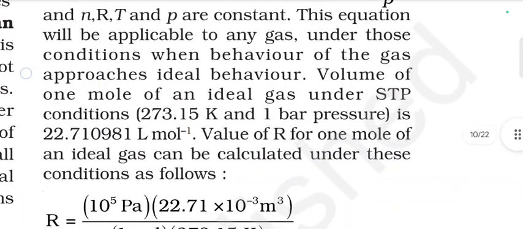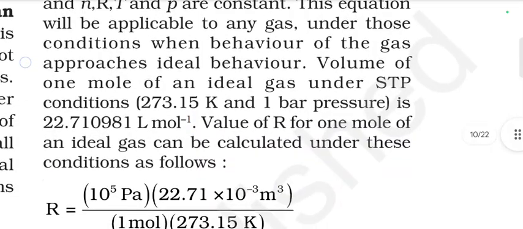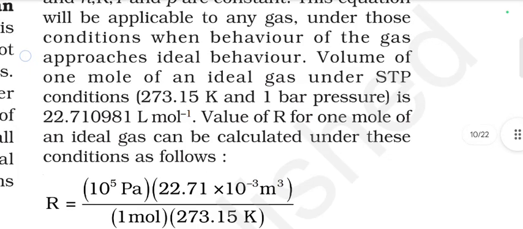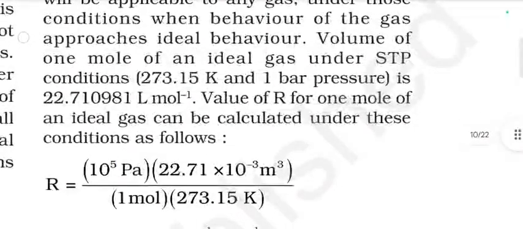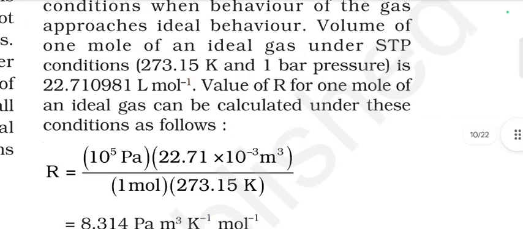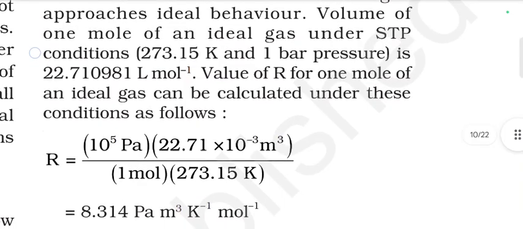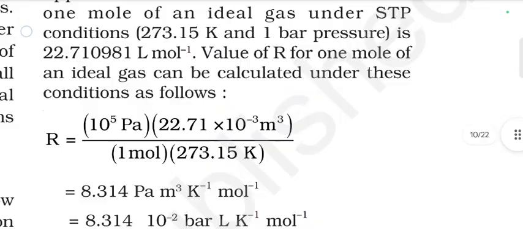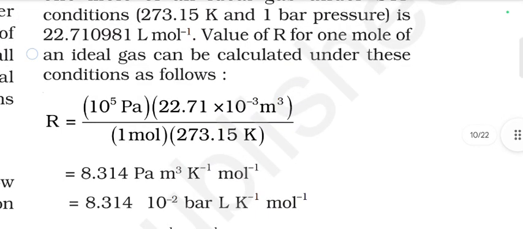Under those conditions, when the behavior of the gas approaches ideal behavior, the volume of 1 mole of an ideal gas under STP conditions, 273.15 Kelvin and 1 bar pressure, is 22.710981 liter mole inverse. The value of R for 1 mole of an ideal gas can be calculated under these conditions as follows.